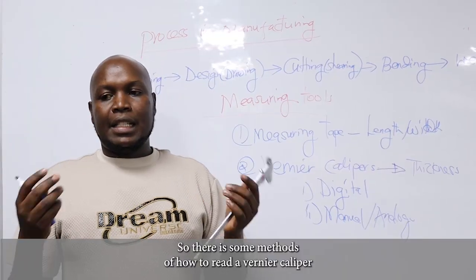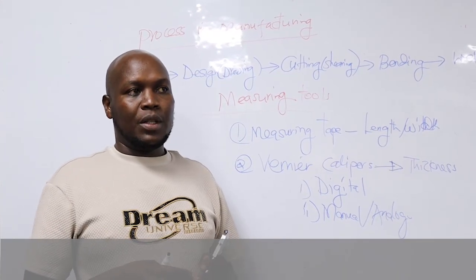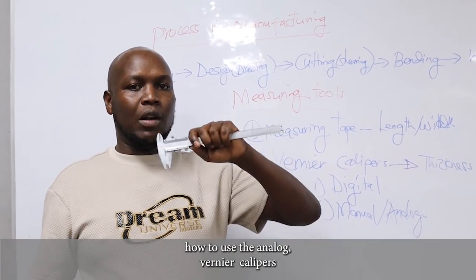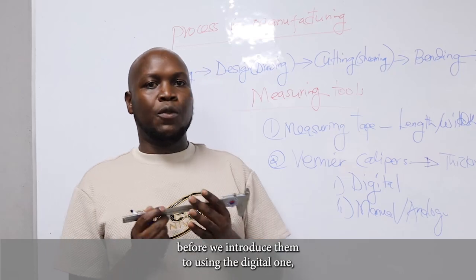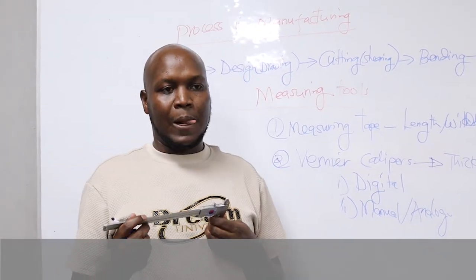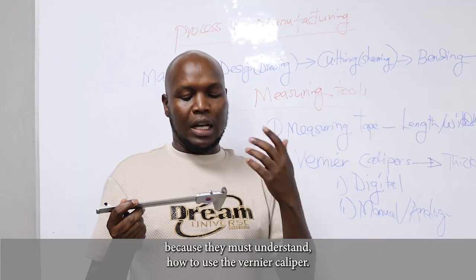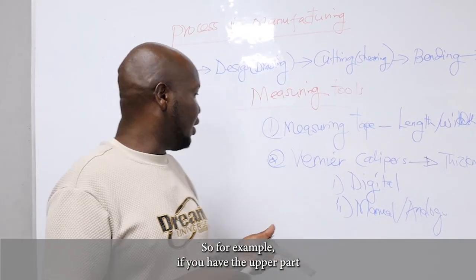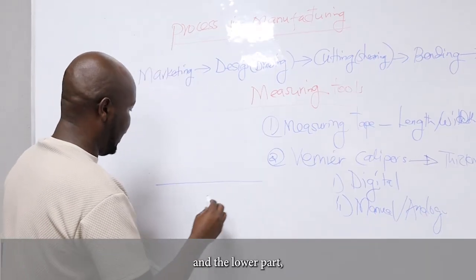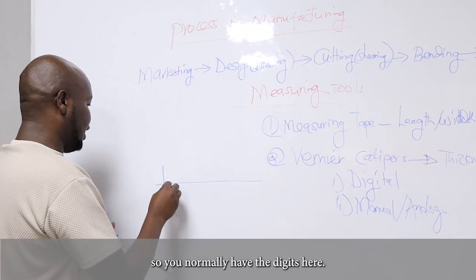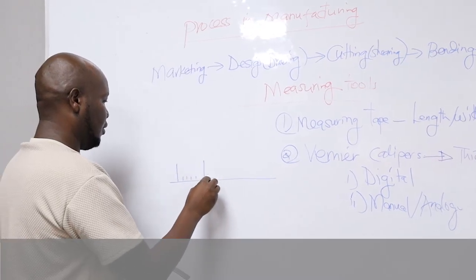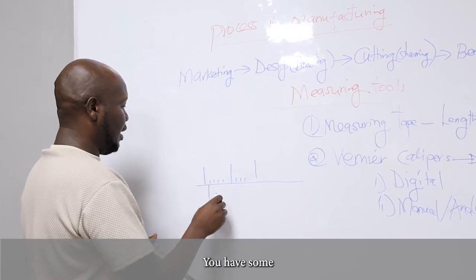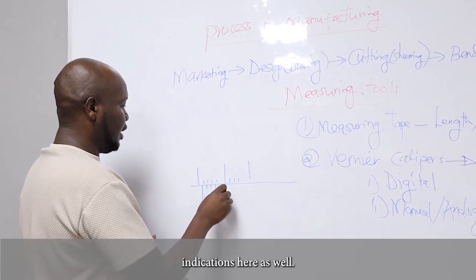So there are methods of how to read a vernier caliper. When we are teaching our learners, we normally teach them first how to use the analog vernier calipers before we introduce them to the digital one, because they must understand how to use the vernier caliper. So there is a way of how to read that one. For example, you normally have the digits here in the upper part, and at the lower part you have some indications here as well.